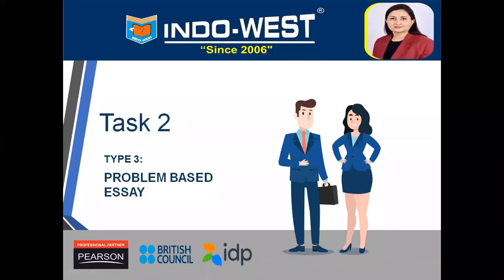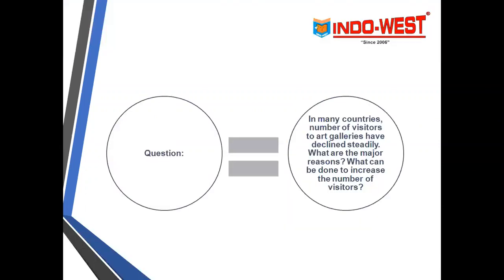Today we are going to do a Task 2 question, which is a problem-based essay. This is the question. In many countries, the number of visitors to art galleries has declined steadily. What are the major reasons? What can be done to increase the number of visitors? Over here, the question is asking us about the reasons as well as what can be done to increase the number of visitors, which means the solutions. So this essay is a problem-based essay.